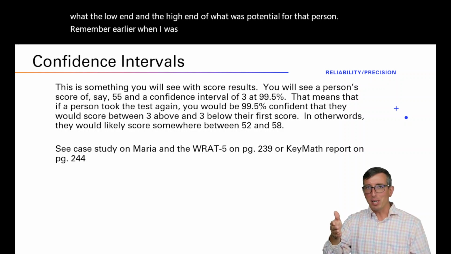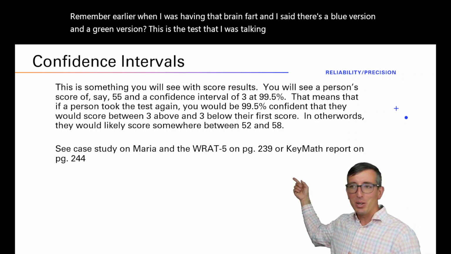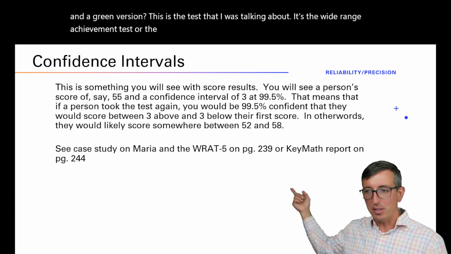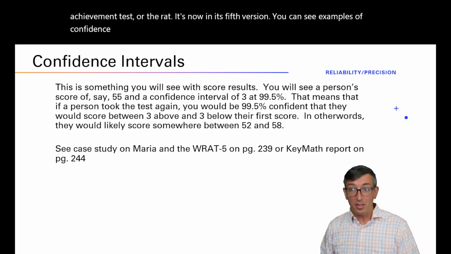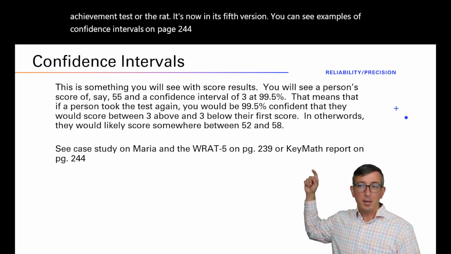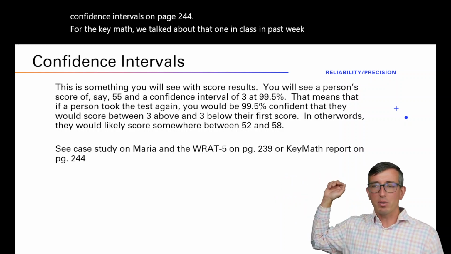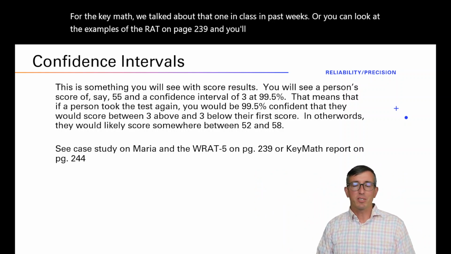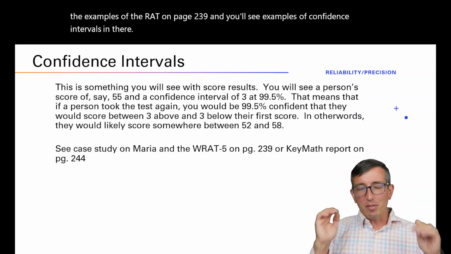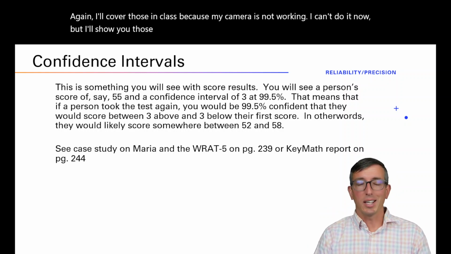Remember earlier when I was having that brain fart and I said there's a blue version and a green version? This is the test that I was talking about. It's the Wide Range Achievement Test, or the WRAT. It's now in its 5th version. You can see examples of confidence intervals on page 244. For the key math, we talked about that one in class in past weeks, or you can look at the examples of the WRAT on page 239, and you'll see examples of confidence intervals in there. Again, I'll cover those in class. Because my camera's not working, I can't do it now, but I'll show you those and what they look like and how they work in a different place.